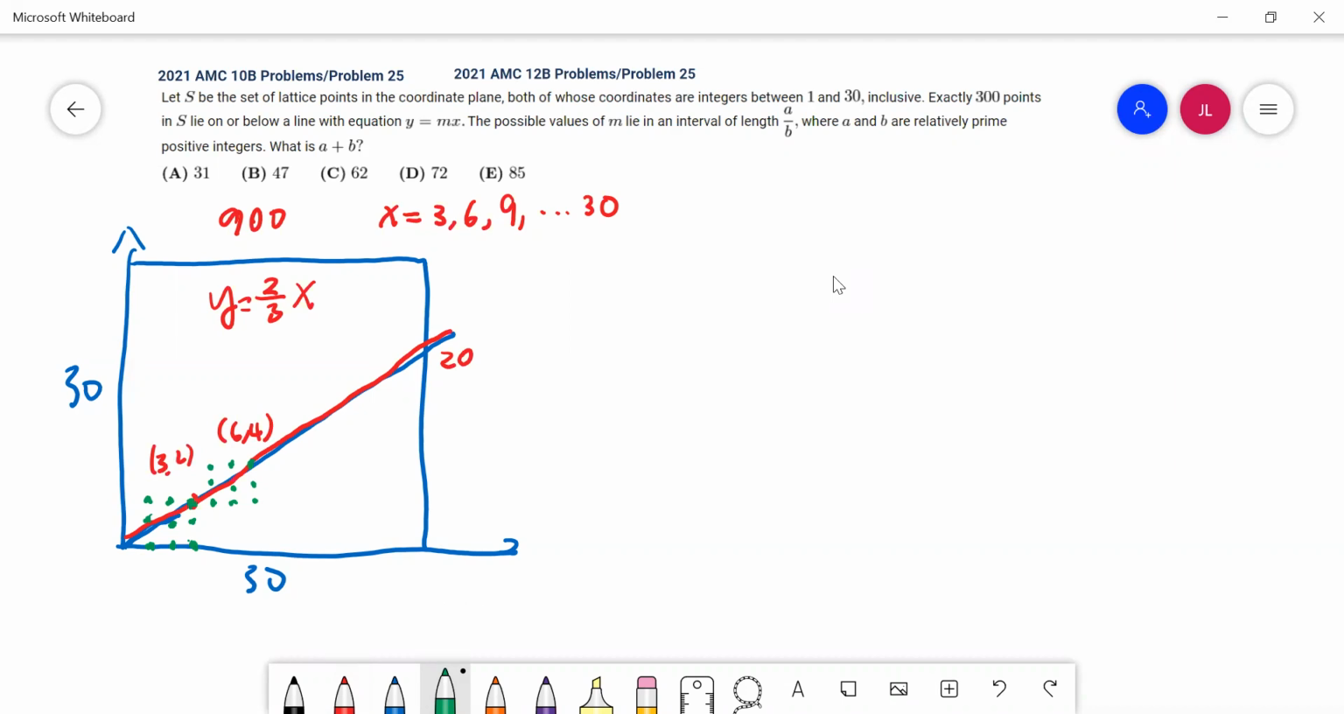So this pattern is going to repeat. You can see here, this goes through this point, and these points are below or on the line. Okay, so this pattern is going to repeat. So we can calculate how many points are under or on the line.